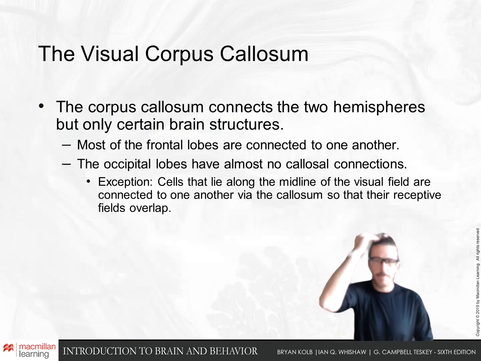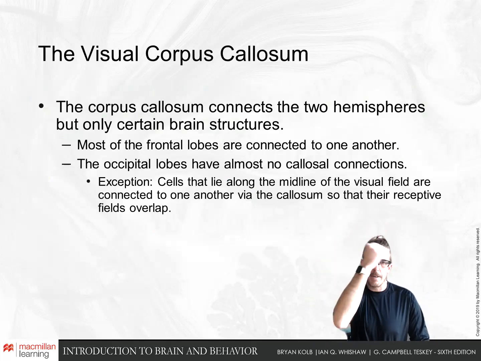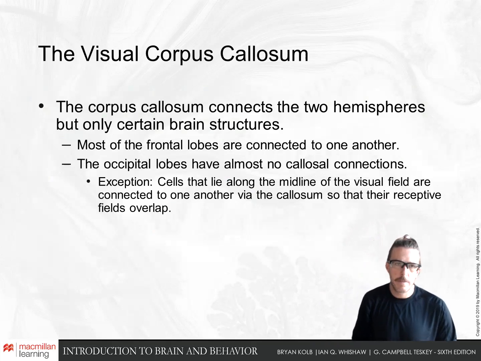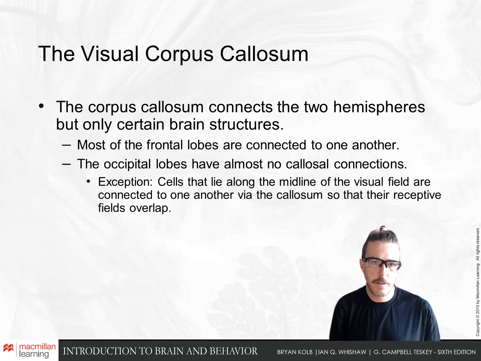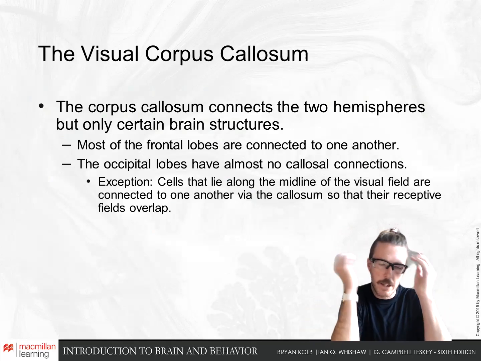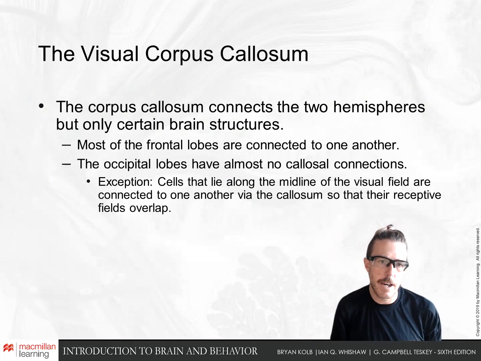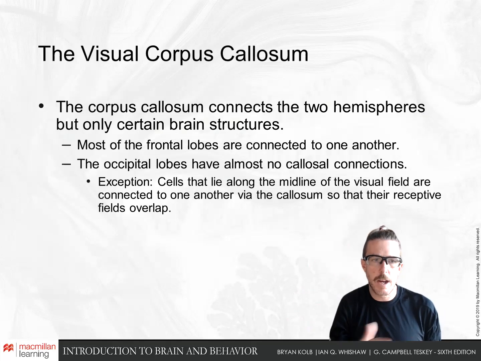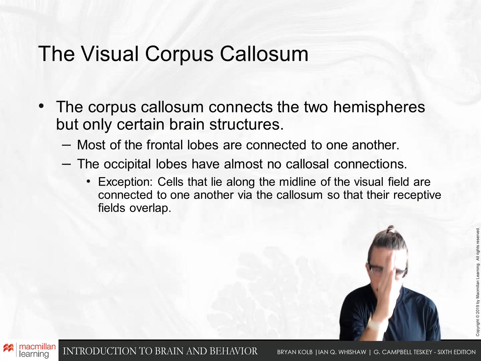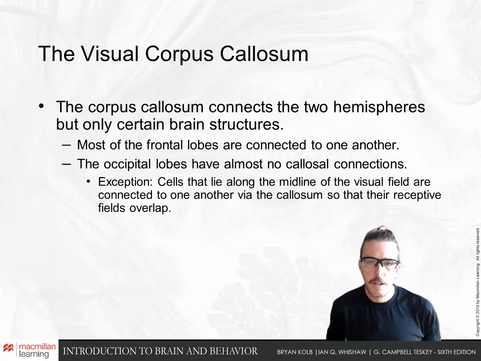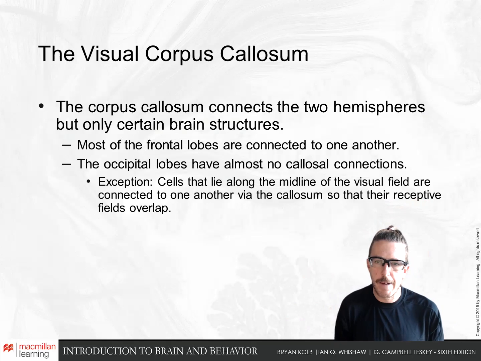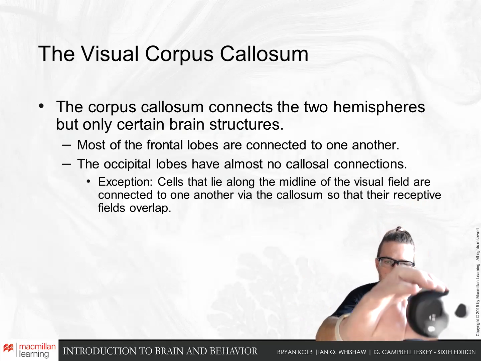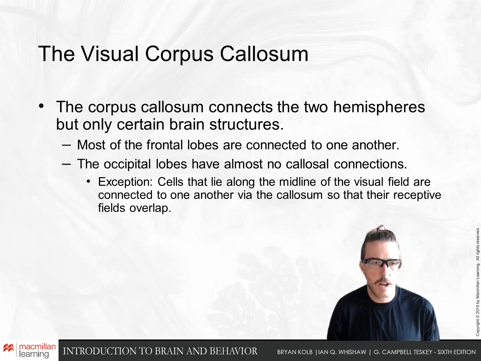In between our two hemispheres, we remember there's a corpus callosum, a white matter tract of axons connecting the hemispheres together. Only certain parts of the brain are connected between the hemispheres. The frontal lobes have very tight communication between the left and the right hemisphere, but the occipital lobes have almost none, except the cells that represent information about the midline or right above and below where we're looking. They have connections over the corpus callosum, which allows their receptive fields to overlap.